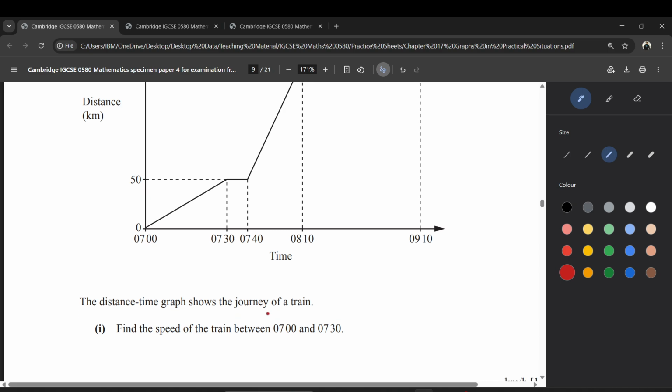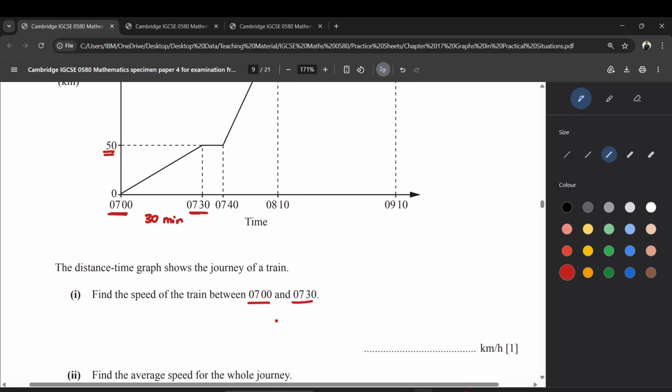The distance time graph shows the journey of a train. Find the speed of the train between 7 o'clock and 7:30. Okay, so this is my 7 o'clock and this is 7:30. So the duration between them is 30 minutes. Okay, and the distance covered between this time is 50 kilometers. Now, always look at the unit. The unit required is in kilometer per hour.